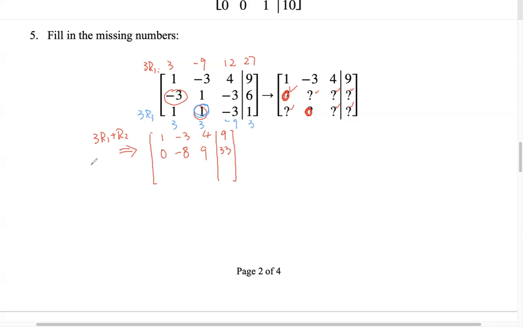Now we do R1 plus 3R3. So R1 is this one, right? 1 plus 3, 4. Negative 3 plus 3, bingo, 0. I have achieved my goal. Negative 3 plus 3, 0. 4 plus negative 9, negative 5. 9 plus 3, 12. And that's it. We found all the missing numbers.